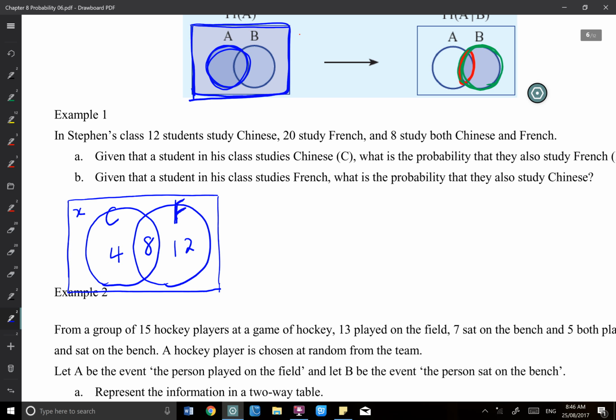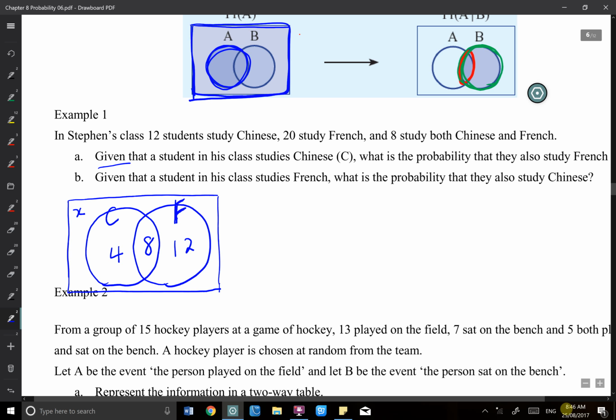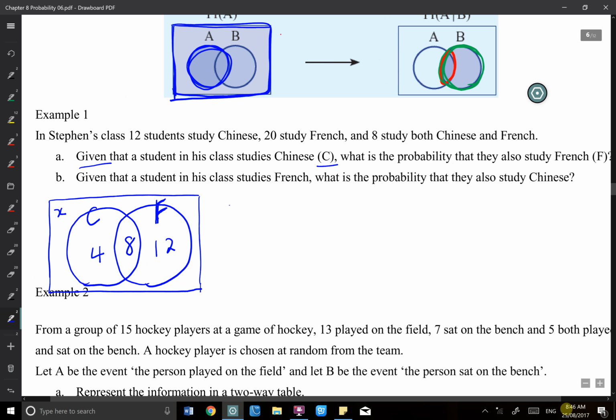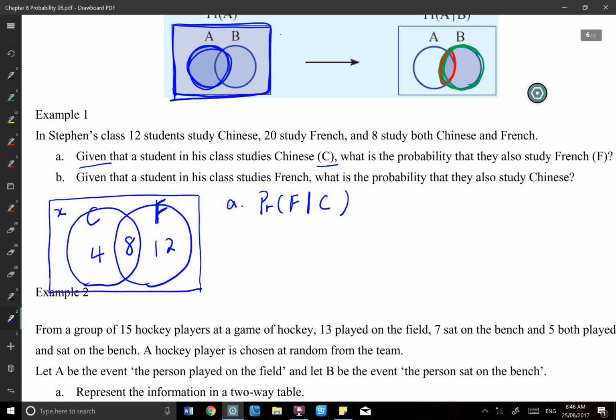The first question says, given a student in the class, his class study Chinese already. Okay, study Chinese already, given Chinese. So Chinese will be after the given, the bar. And what is the probability they also study French? So A is the probability of studying French given studying Chinese. Okay, the notation will look like that. I'm asking French, so French will be in the front. Telling you that study Chinese already, so given Chinese.